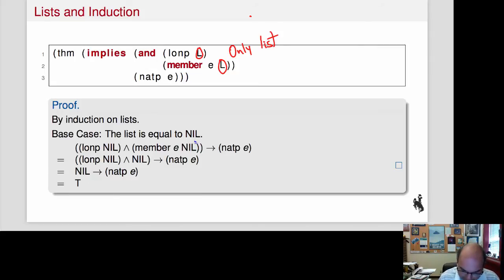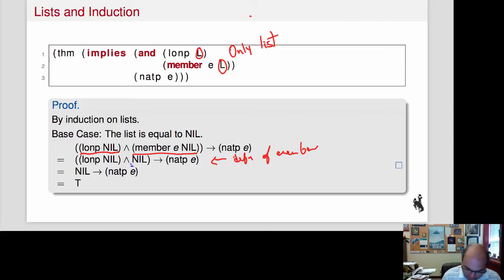So let's suppose that the list is equal to nil. Okay, so what we have is that nil is a lonp, and E is a member of nil, and that's supposed to prove that E is a natural number. Okay, now the problem is that E can never be a member of nil, because actually if you look at the definition of member, it starts out by saying if L is not a non-empty list, right? Then the answer is false. Okay, so this actually just happens because of the definition of member.